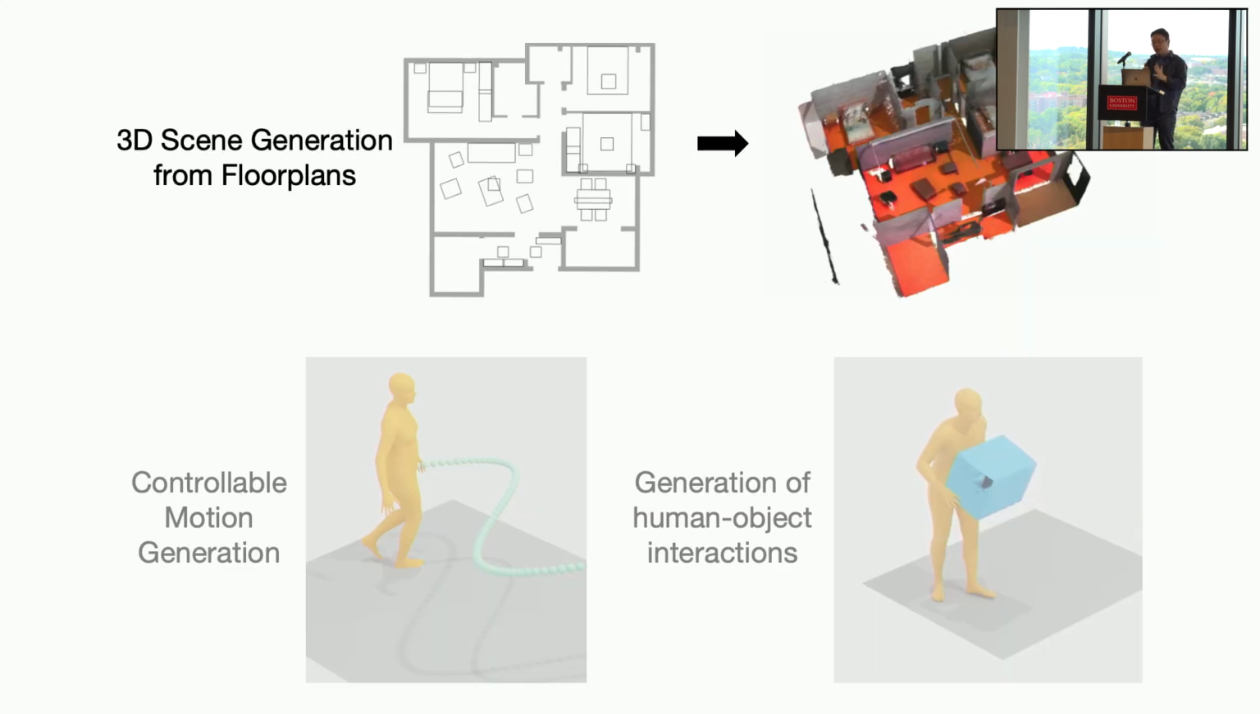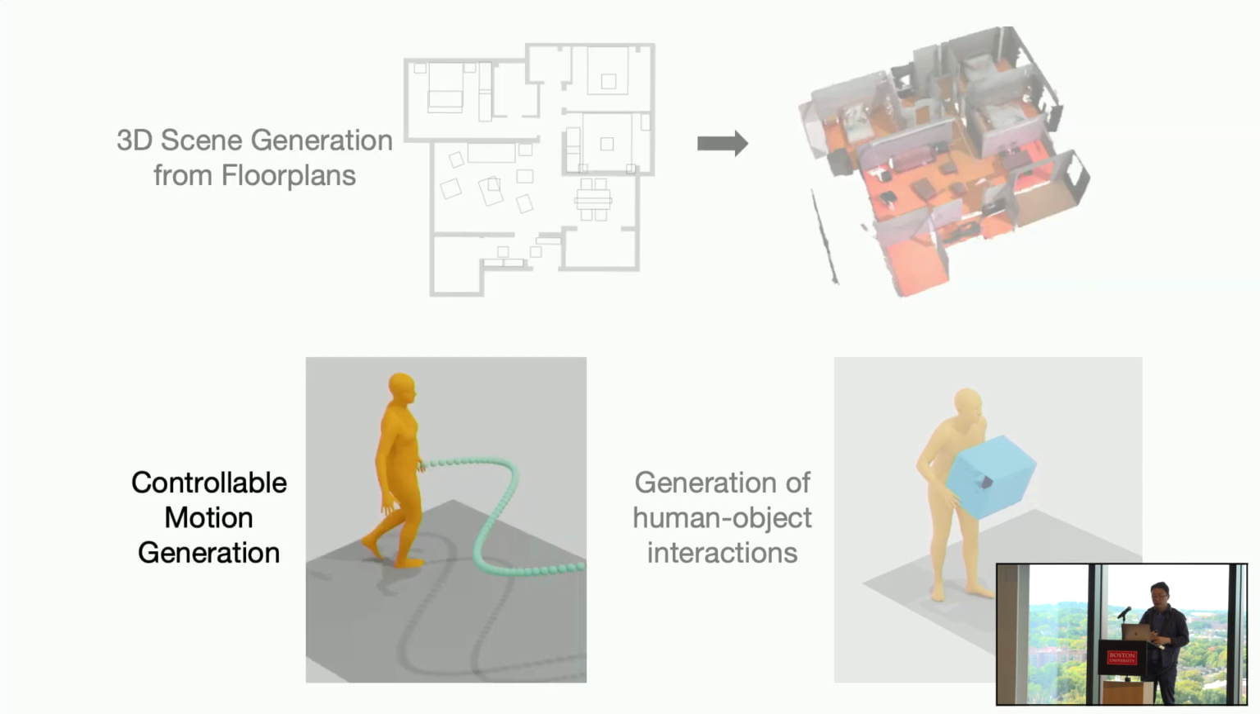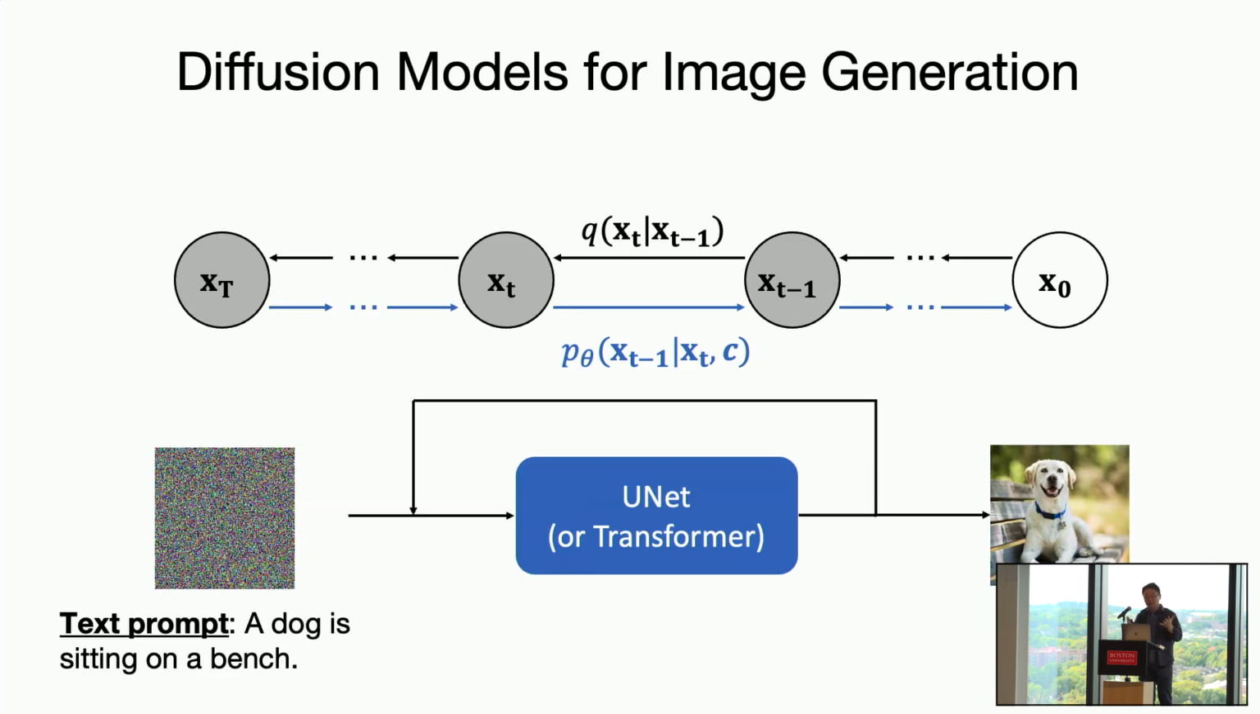So now I'd like to switch gears to talk about, after getting this environment, how can we populate the environment so virtual humans can have meaningful interactions with the scene? Like I mentioned earlier, this is an illustration of how the diffusion model works for image generation. We can also repurpose it for human motion generation.